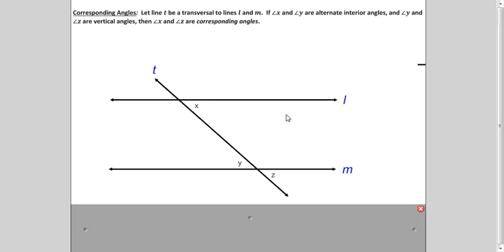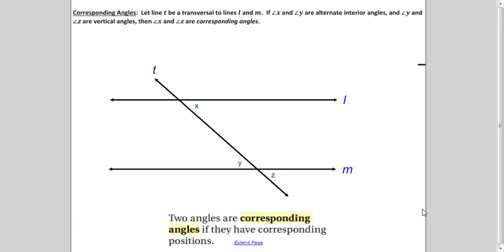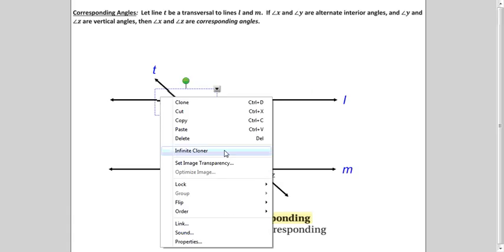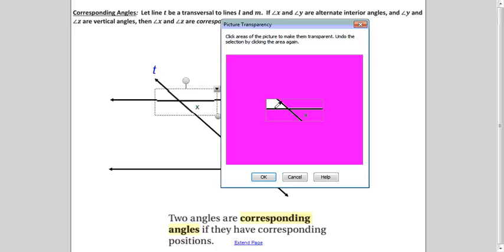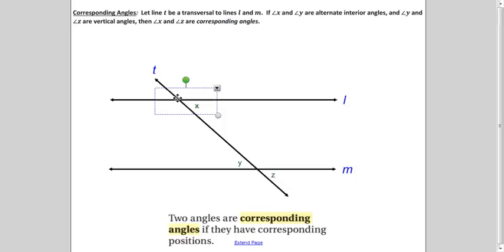Corresponding angles. So according to this definition, we look at X and Y, those are alternate interior. And then Y's vertical angle would be Z, so Z and X are corresponding. Now, a less formal definition is they have the same spot, right? So if I take angle X over here, let me make that transparent, and I move the vertex down to the other vertex, X and Z would lay right on top of each other. That's what I mean by corresponding.